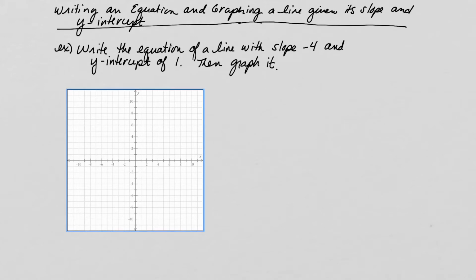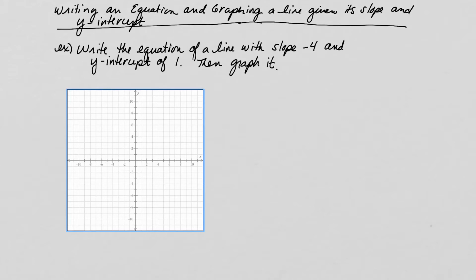So in this video, we're going to look at using some information to both write the equation of a line and then also graph it. One of the nice things about this problem, we've been writing equations of lines, is it says write the equation of a line and it tells you what the slope is. So the slope is -4 and it tells you the y-intercept of 1.